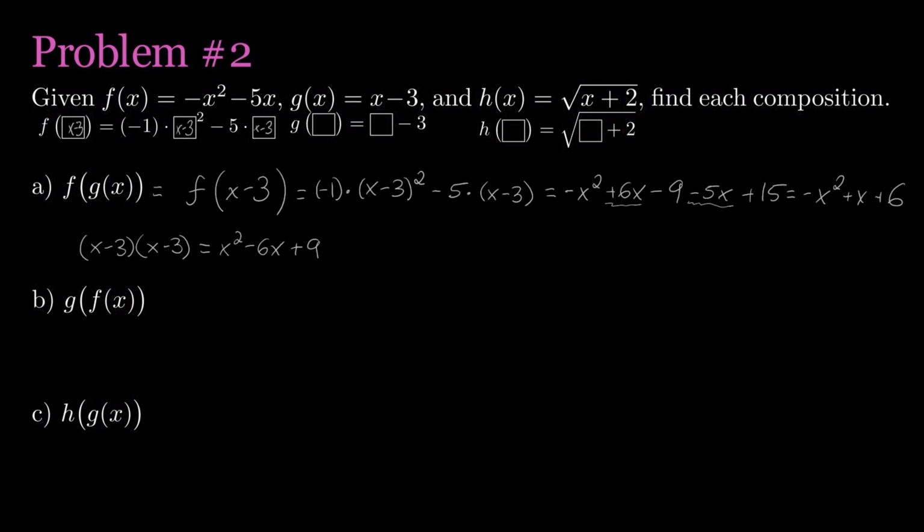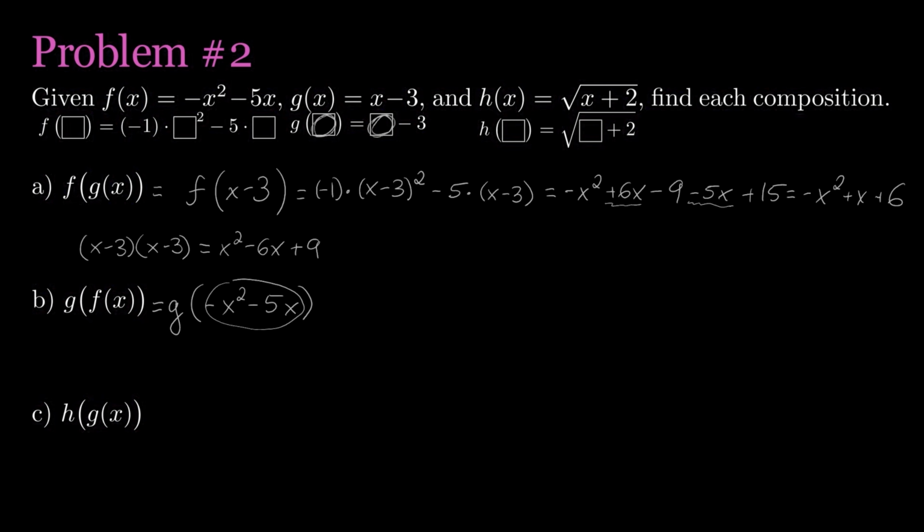In part B, we are finding g of f of x. So now f of x is the first function applied, and we will be evaluating g at f of x. So we just put that f of x inside here, and f of x is minus x squared minus 5x, and that will become the input of that external function g. If we are evaluating the function g, we have to put the input into that function. That input is minus x squared minus 5x. So that's what needs to go here for the input.